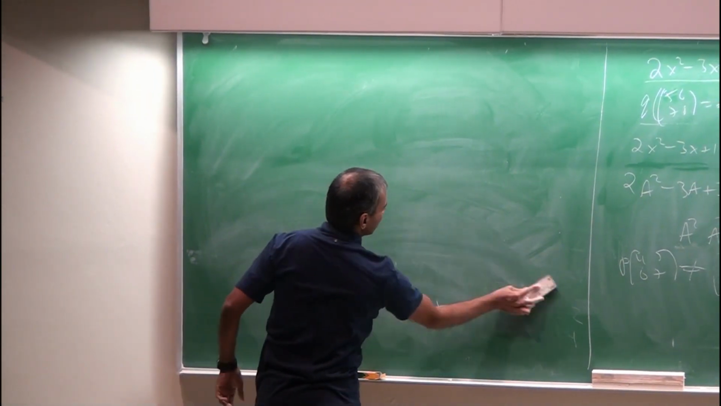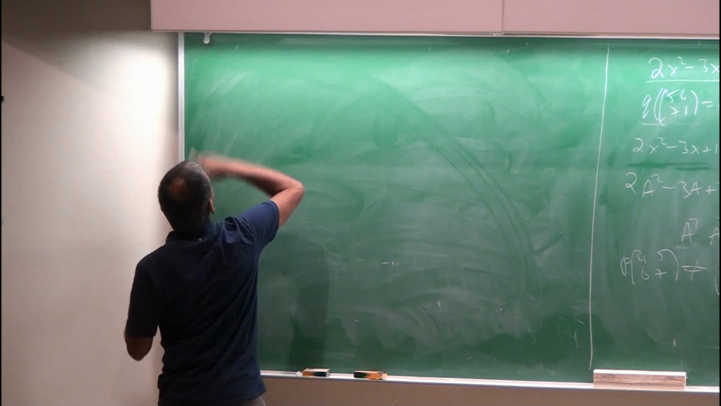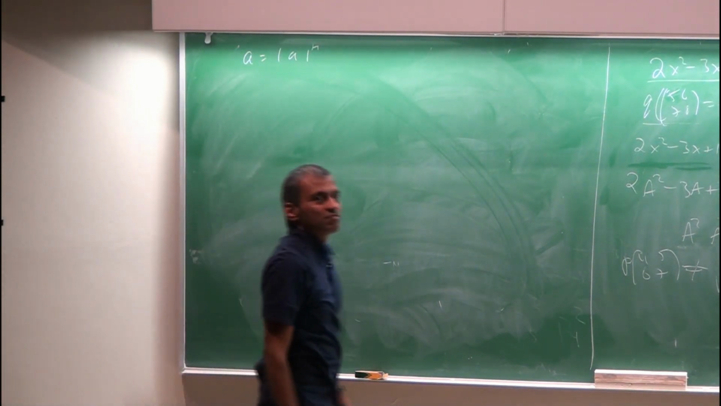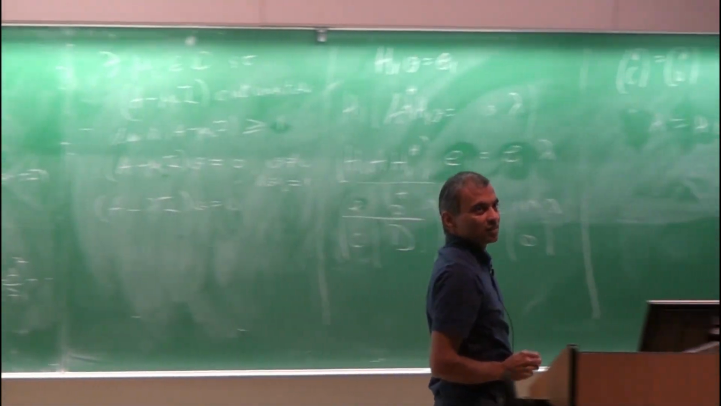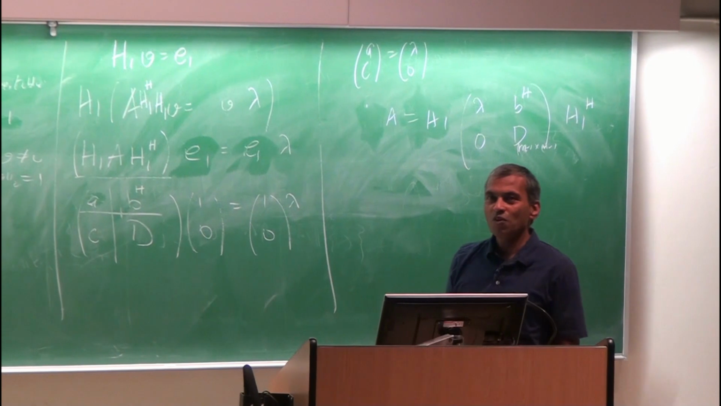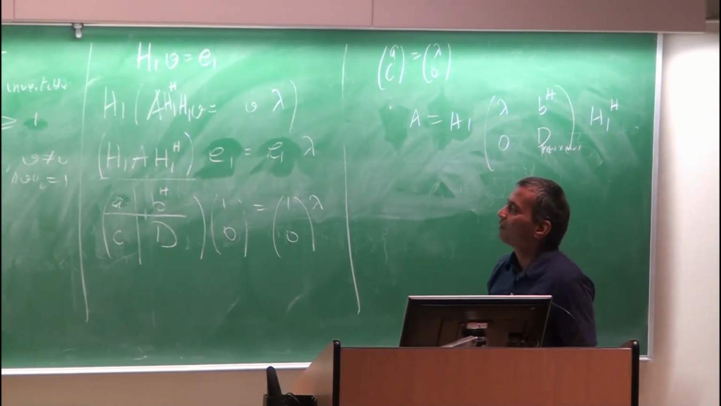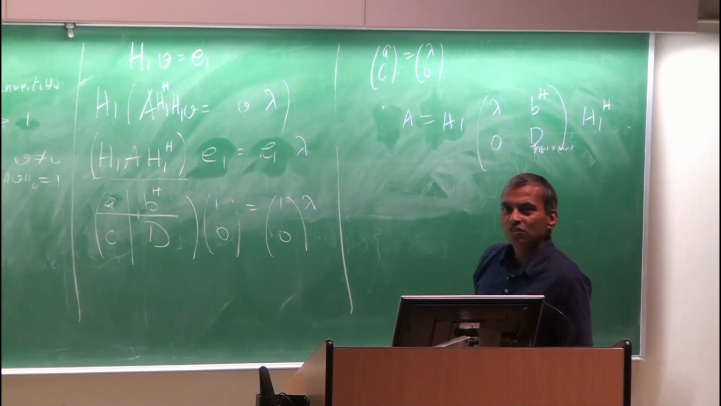So for a 1 by 1 matrix, of course, the Schur decomposition is easy to write. A is equal to 1 A 1^H. Right? So that's the 1 by 1 case. Right? For a 1 by 1 matrix, the only way it's going to be singular is if you subtract the number from itself. So that's the only eigenvalue, so we're done. Okay, so this is the Schur decomposition.